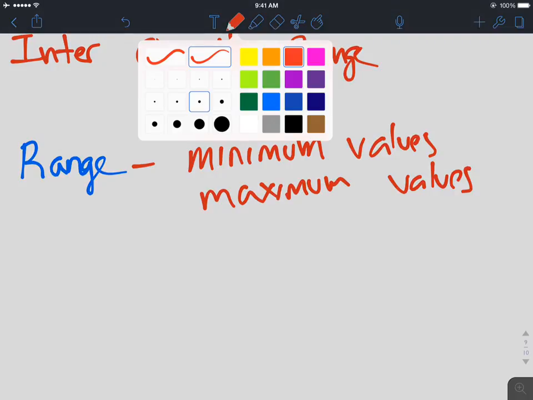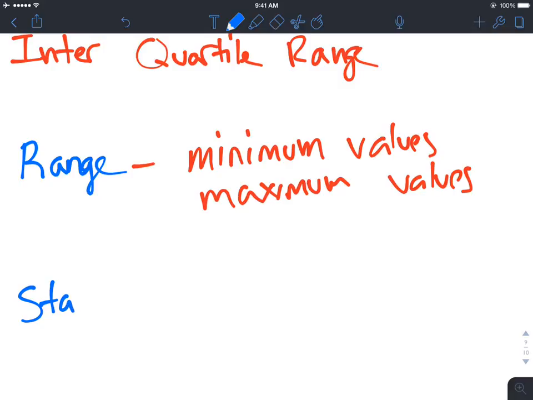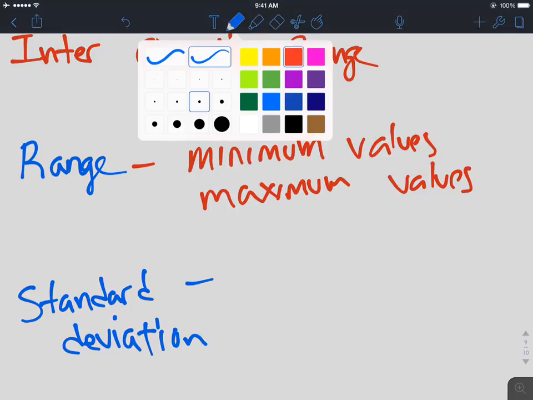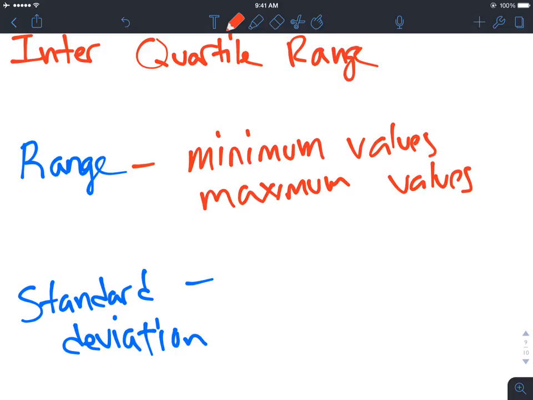And the last one we're going to learn is standard deviation. And just real briefly on standard deviation, which we'll learn more about, it literally just talks about the spread of the data. How spread out is the data? Is the data grouped closely? Do we have a lot of data swinging on the left side, the right side? And that's standard deviation.